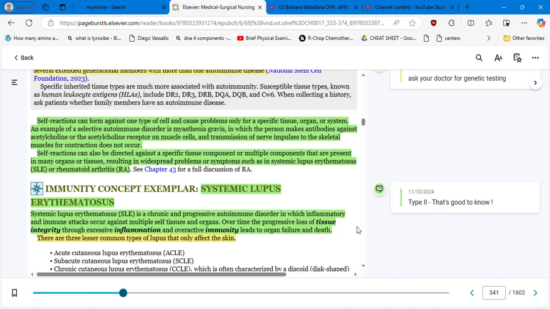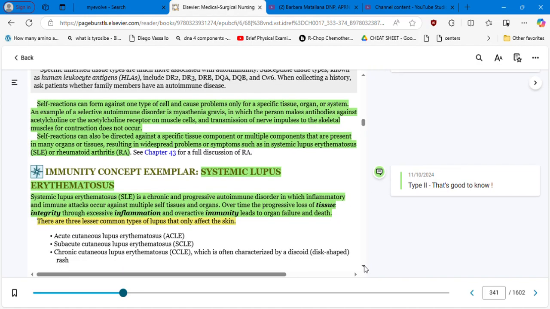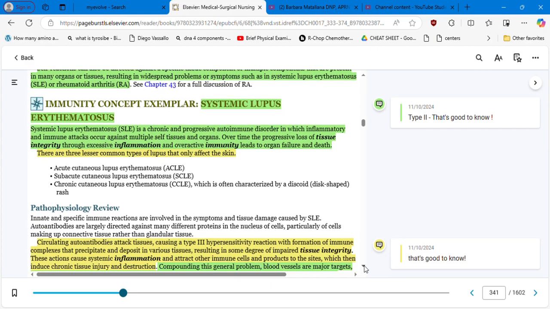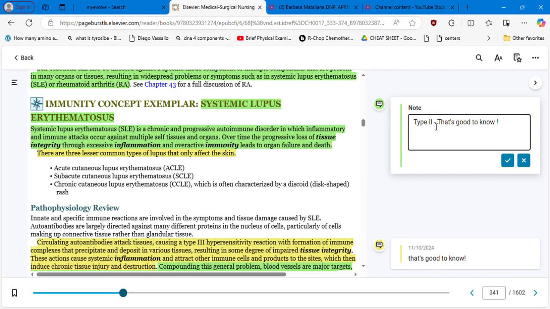Okay, very good. So we saw already rheumatoid arthritis in a previous chapter. Okay, now let's enter systemic lupus erythematosus. This is type 3. Okay, type 3.